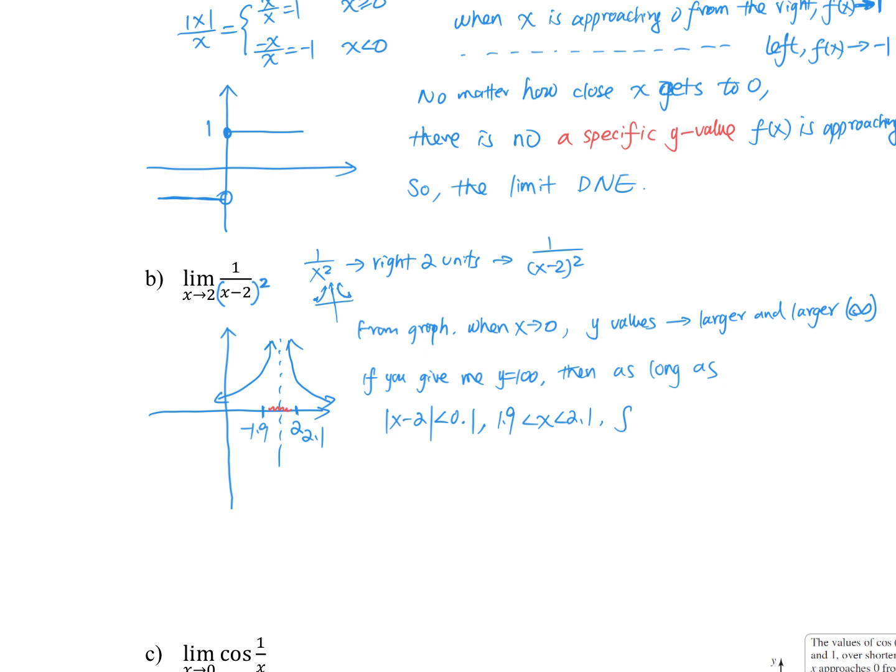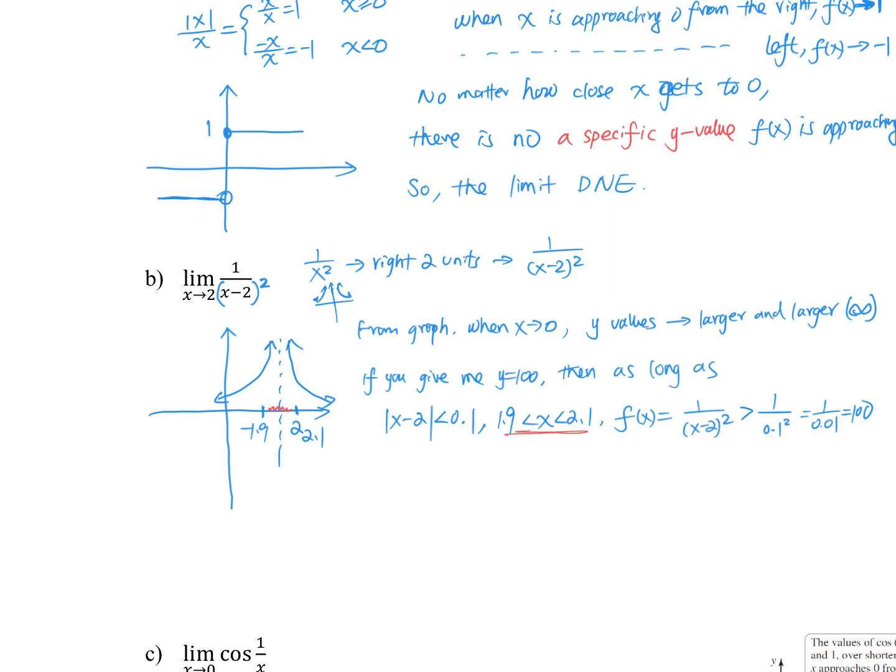Then f of x, which is 1 over the quantity x minus 2 squared, this value is less than 0.1, right? So that means this will be greater than 1 over 0.1 squared, which is 1 over 0.01, which is 100. So I can find some x values so that the y value is always greater than the y value that you name.